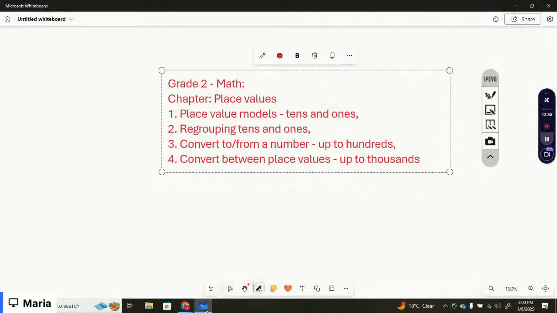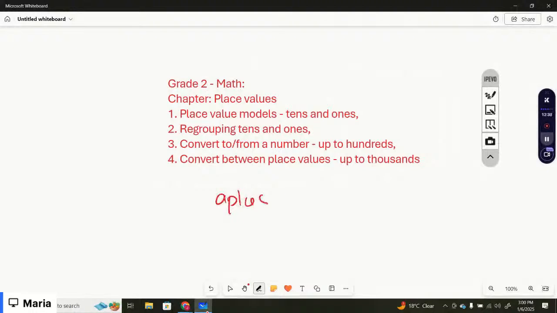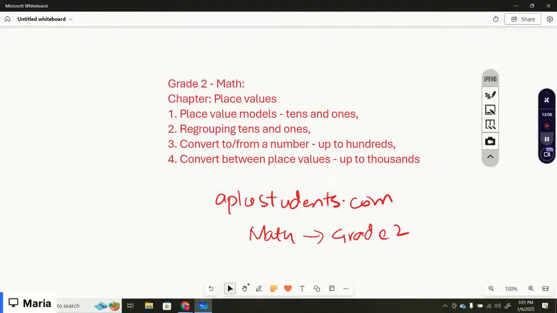You can find all the lessons on aplusstudents.com. You have to log in there using your email address and password as provided by the administrator. Then you have to select math from the subject tab, scroll down to grade 2 math and then click on view all lessons. There you can find a list of the chapters.